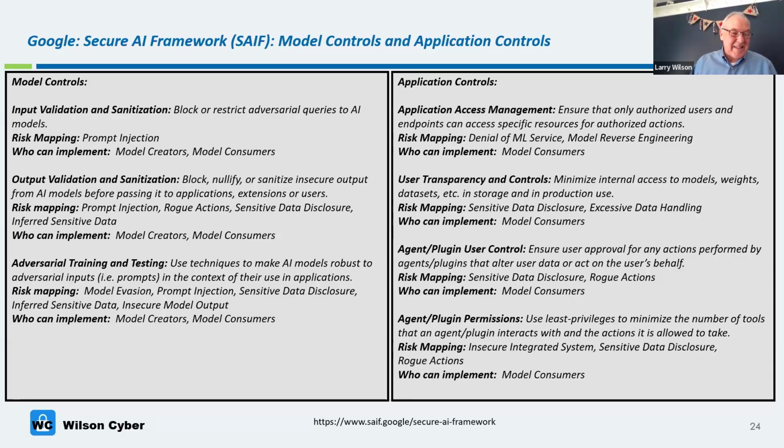Adversarial training and testing. This is a big one. We definitely want to do a lot of red teaming, a lot of threat modeling, and pen testing, using techniques to make AI models robust to adversarial inputs in the context of their use. The risks are model evasion, prompt injection, sensitive data disclosure, inferred sensitive data, and insecure model output. Creators and consumers should be doing that testing. We should be doing static and dynamic testing during development, and again the red teaming, threat modeling, and pen testing during deployment.